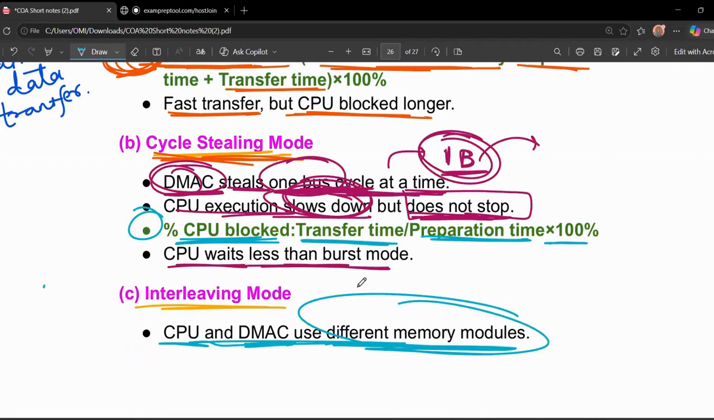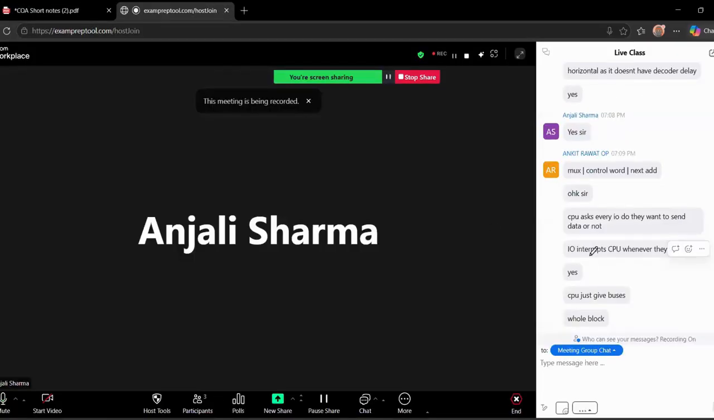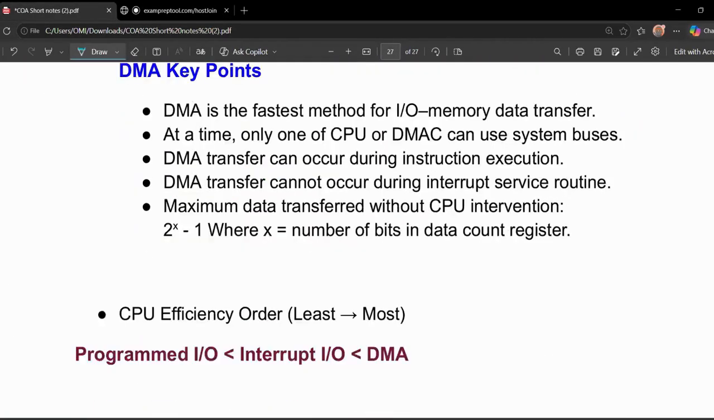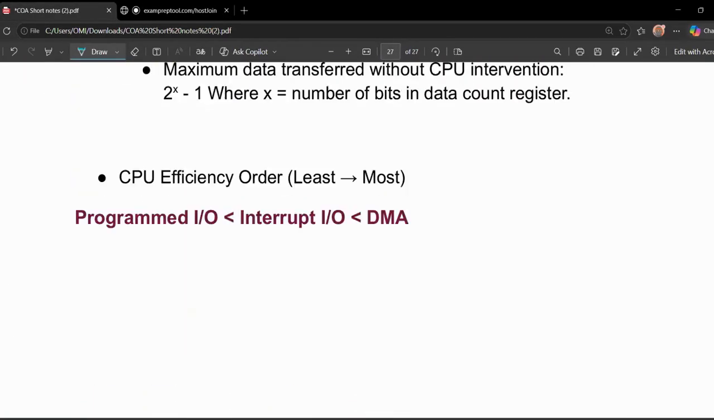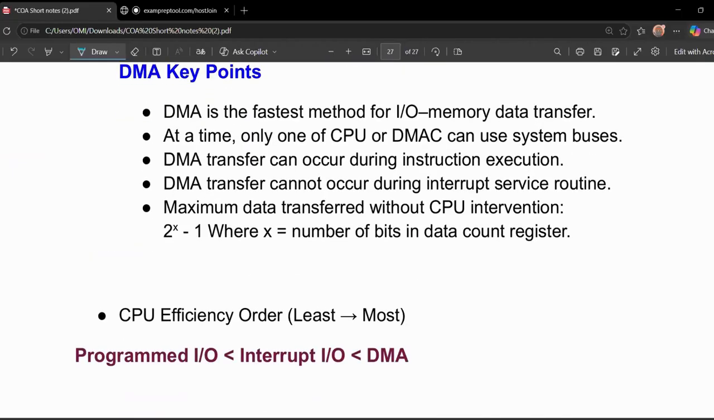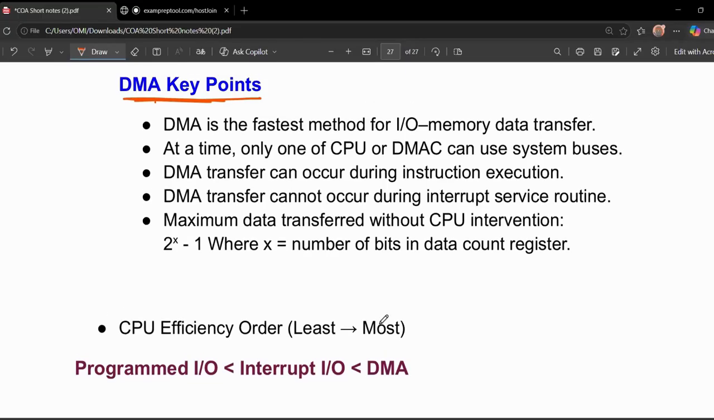Now this is all about the DMA transfer modes. So I think this is the last slide of the short notes. Now the key points for DMA.